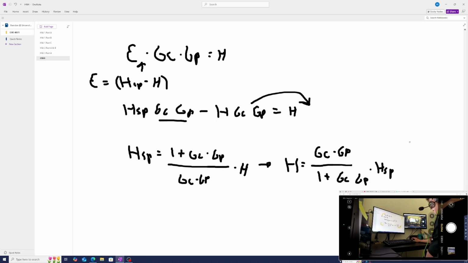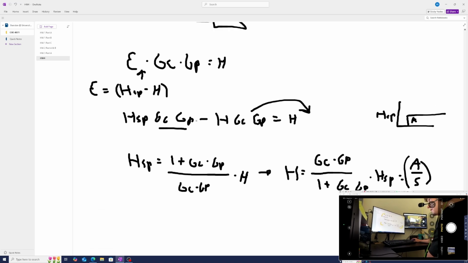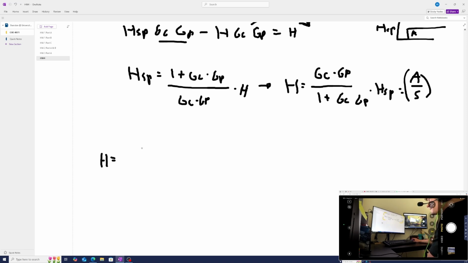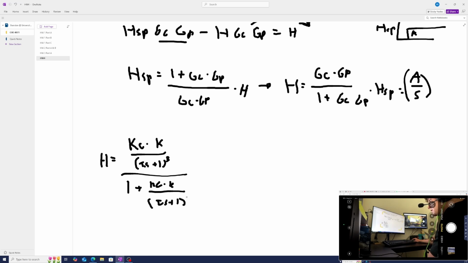We know our set point to be our amplitude, so if we have our set point here and our initial state, we know this distance will be A, or any variable we want to give it, and then it will all be over our step time, our S, so our HSP is equal to A over S. And we can also plug back in our KCs and our GPs, giving us H is equal to our GC, so KC, times K over tau S plus 1 cubed, over 1 plus KC K over tau S plus 1 cubed, multiplied by A over S.